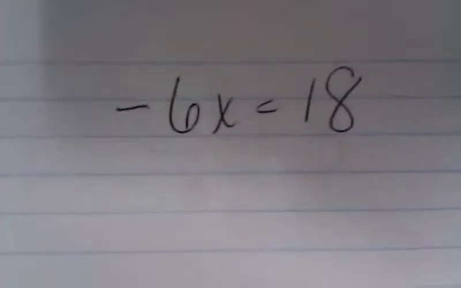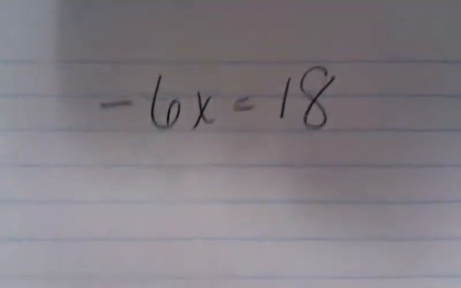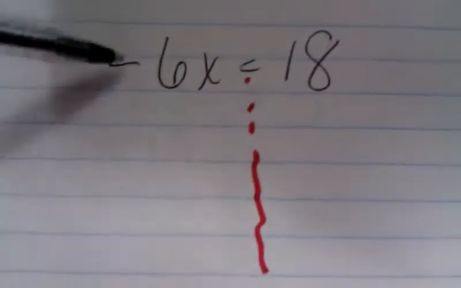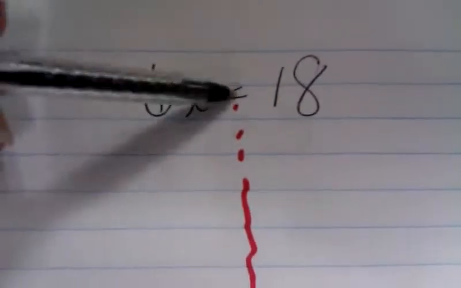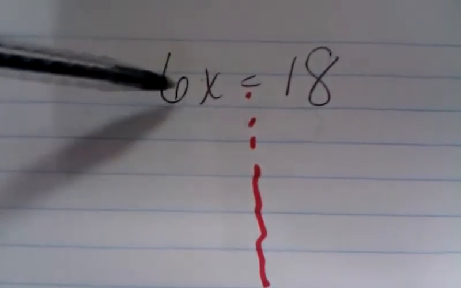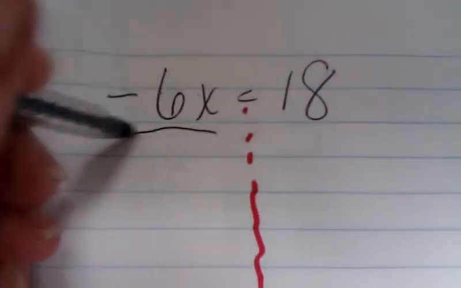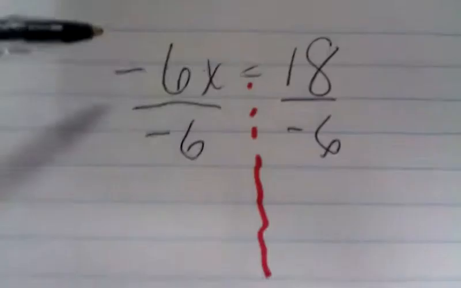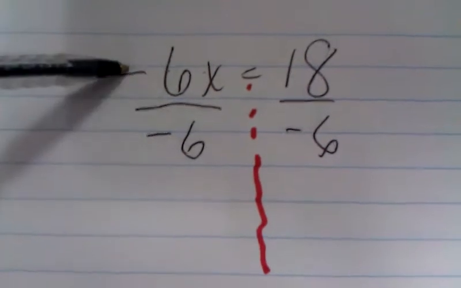Here's the next one. I'm going to draw my line at the equal sign. Now again, this says negative 6 times x equals 18. Negative 6 times x, the opposite of times is divide. So I will divide each side by negative 6. Again, you divide by exactly what's in front of the x.